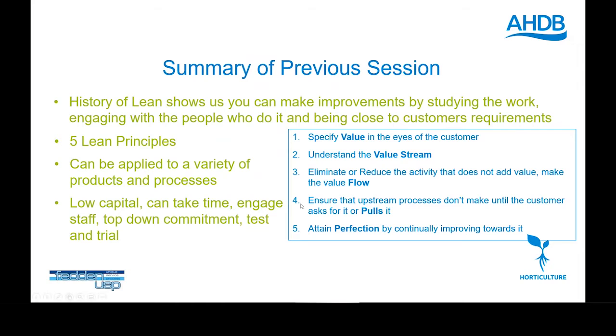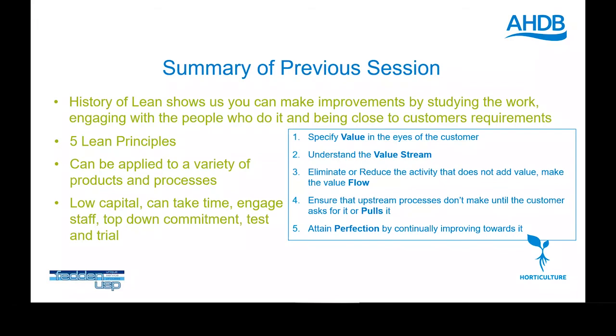So, a quick summary of the last session. We talked about where all of this stuff came from, and we talked about the 5 Lean principles and how they can be applied to a variety of products and processes. The things to remember about the history of Lean were that there are 3 important things learned right back in the early 1800s from a man who was making muskets, through to the point where Toyota picked up the techniques, through to the point where it's being applied across sectors and now in horticulture and agriculture.